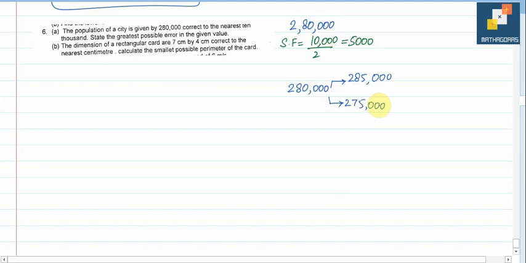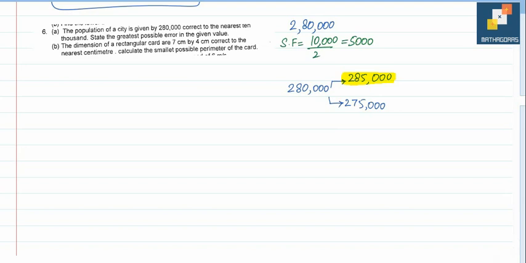State the greatest possible error in the given value. So the greatest possible error means the upper bound. The maximum possible value that might be wrong is 285,000. That is the maximum possible value. So that is the answer of the first part.